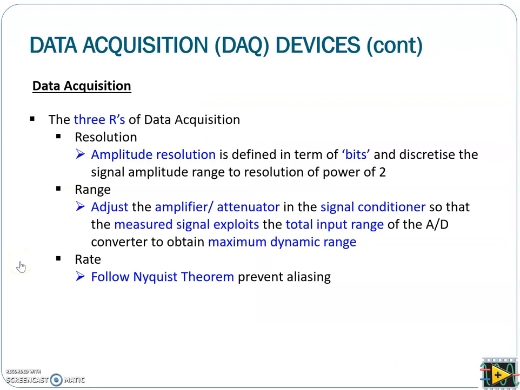The second R refers to range. As we discussed in the signal conditioning device topics, signals are sometimes too weak to be analyzed, in which the signal to noise ratio is too low, and sometimes the signal is too strong and high until it exceeds the allowable range the DAQ can read. So, this signal needs to be adjusted in a signal conditioner, either with an amplifier or attenuator, so that the signal can exploit the total input range of the ADC, and eventually obtain the maximum dynamic range to allow a wide range of measurements of the highest and the lowest level of the signal.